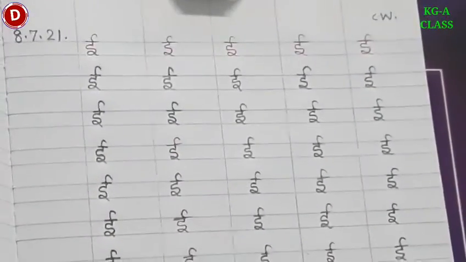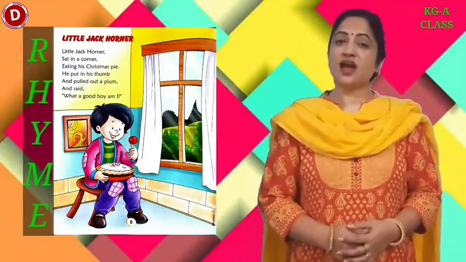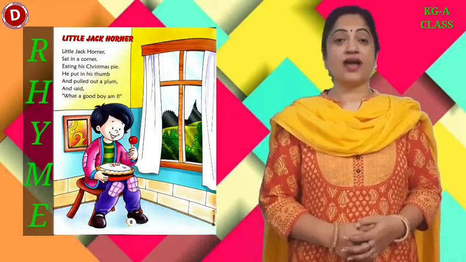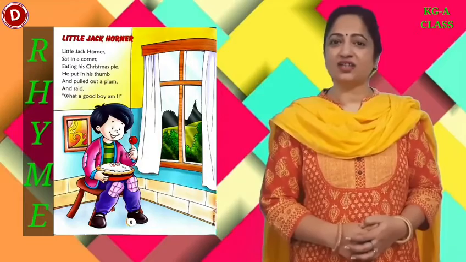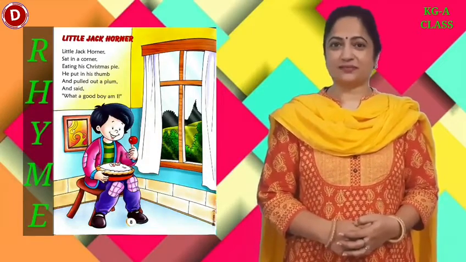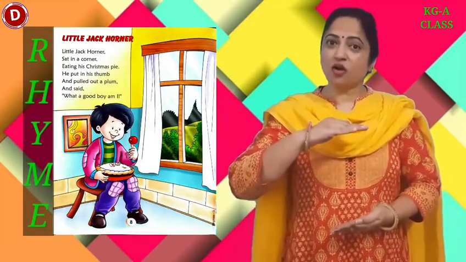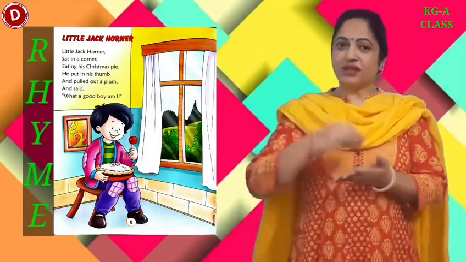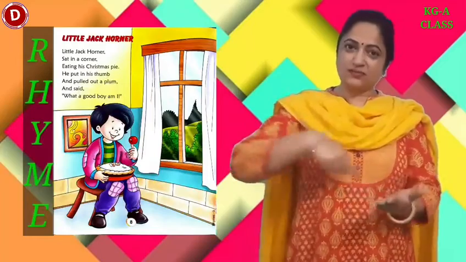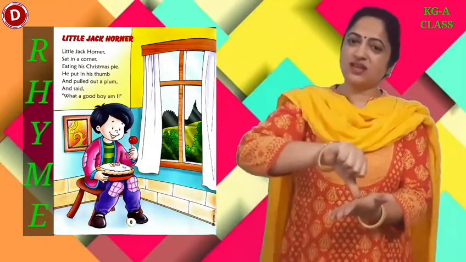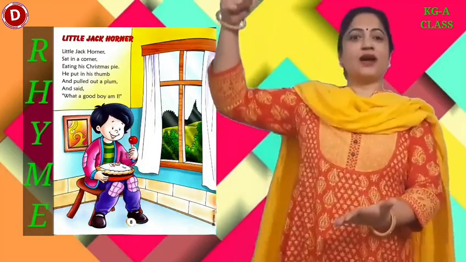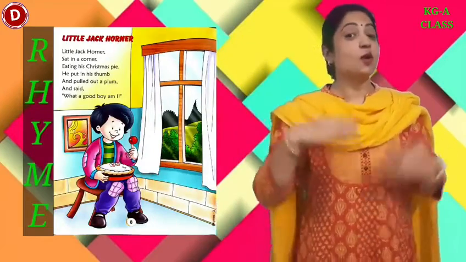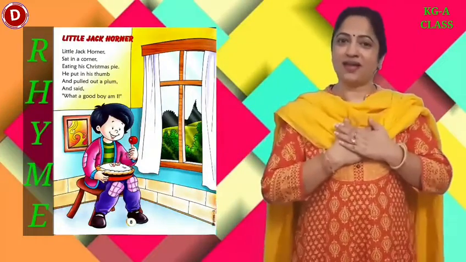Children, now it's time to practice our rhyme Little Jack Horner with action. So let's start it. Little Jack Horner sat in the corner, eating his Christmas pie. He put in his thumb and pulled out a plum and said, "What a good boy am I."